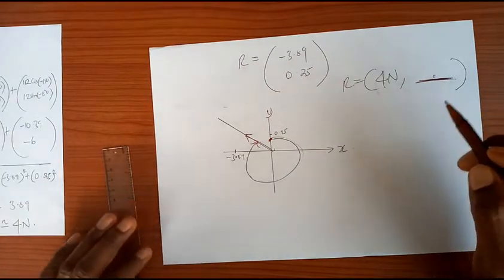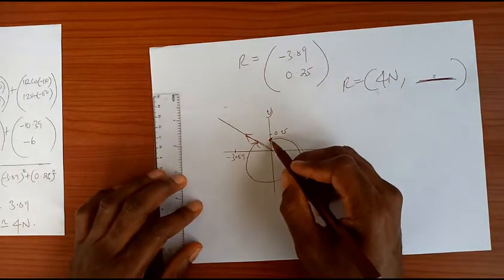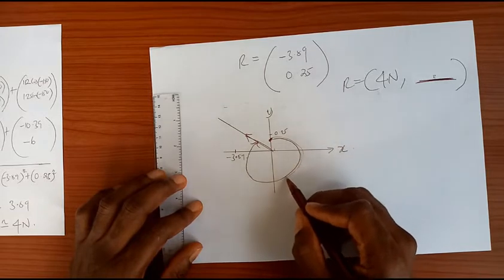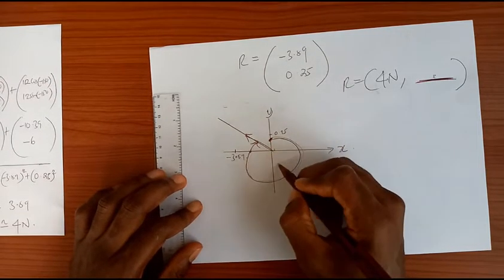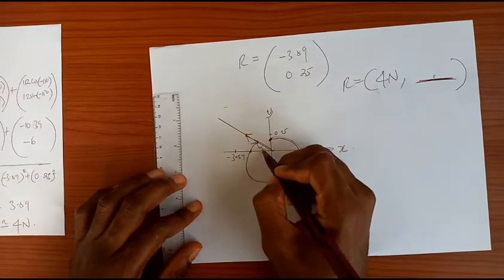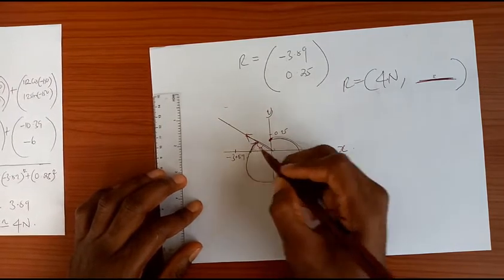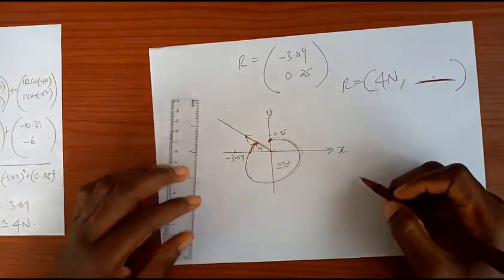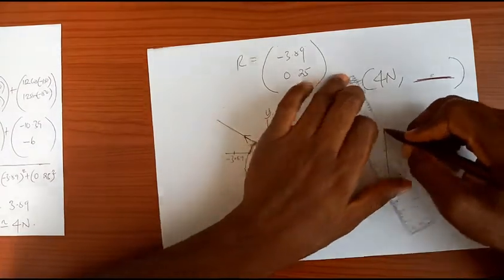So this is what I'm going to do. I know from here all the way to this particular point is 270 degrees. So I'm left with this small angle here. Add it to 270 and I get my direction. So let's find that small angle using trigonometry.